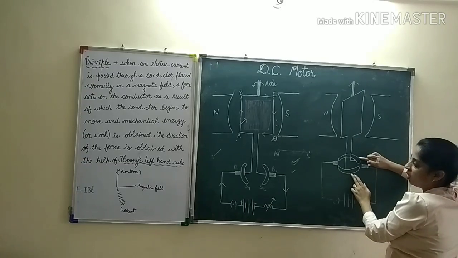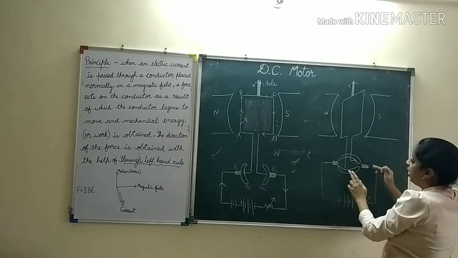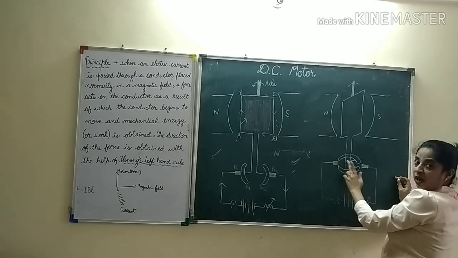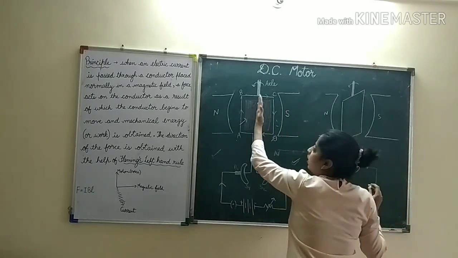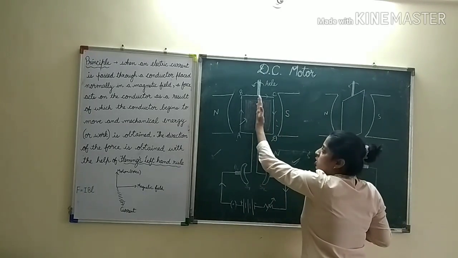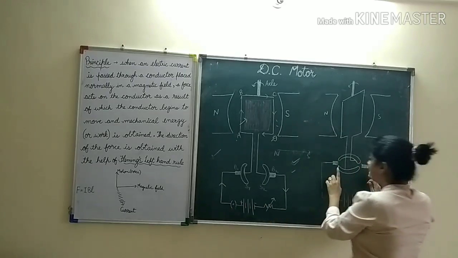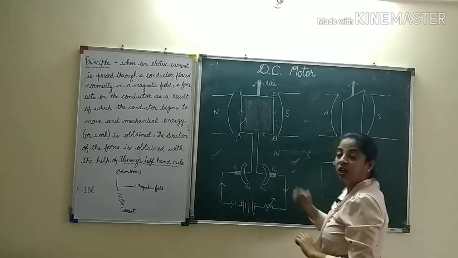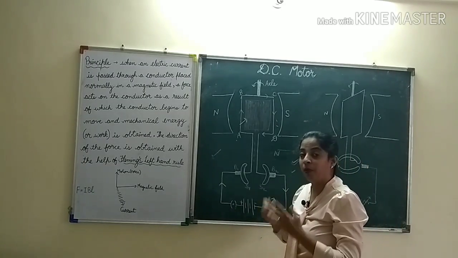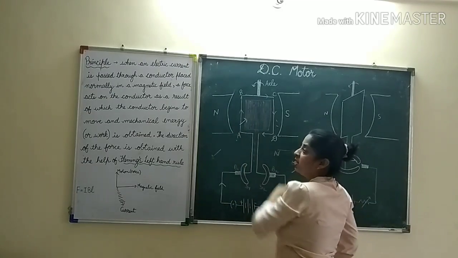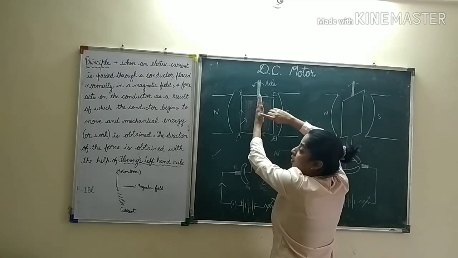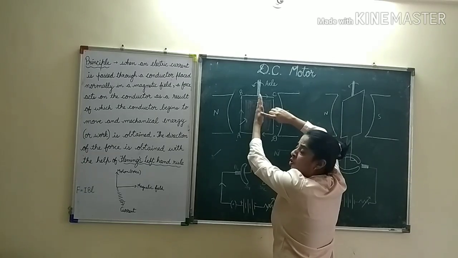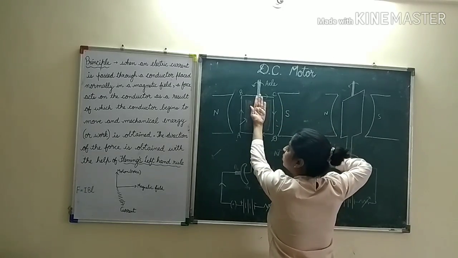Now at this point of time, can you see the split rings? The contact between split rings and brushes is lost momentarily when it is at vertical position. Now at this position, if the contact is lost here, the current will stop flowing and therefore there will be no force acting on AB and CD. So it will stop moving, but due to force of inertia, it will come back to this position.